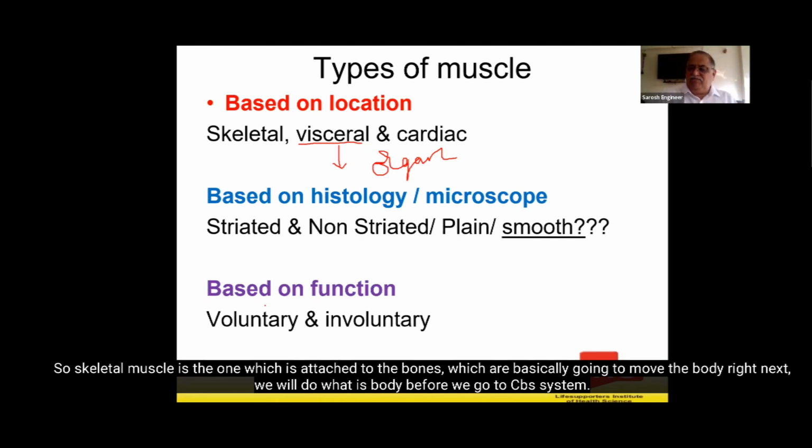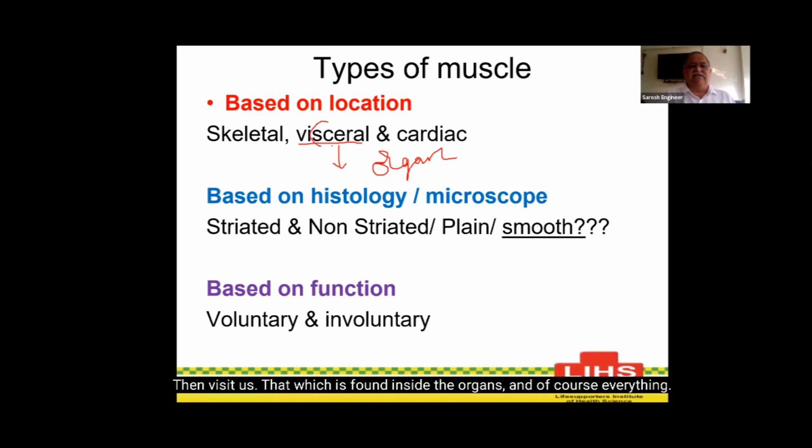Next, we will do the body before we go to the CVS system. Then viscera is that which is found inside the organs. And of course, one organ always stands out special, and that is the heart.